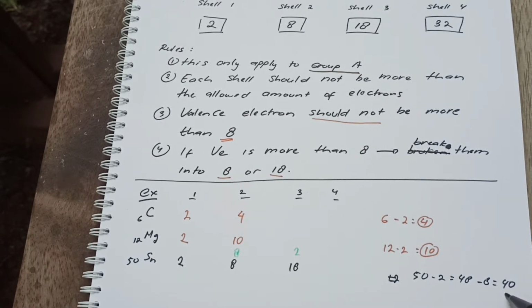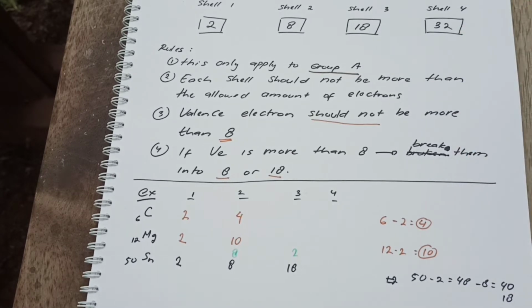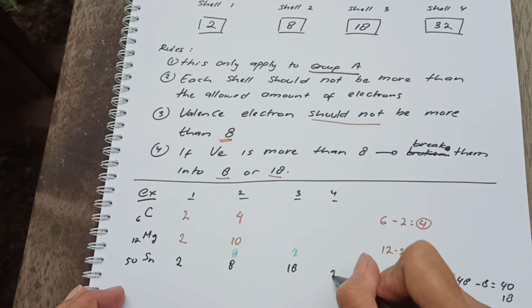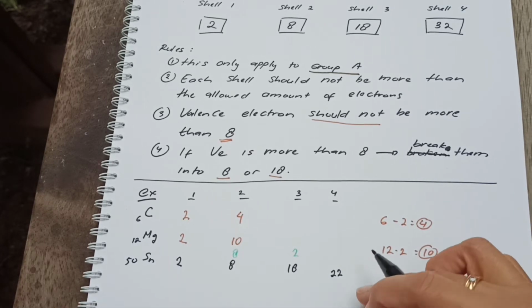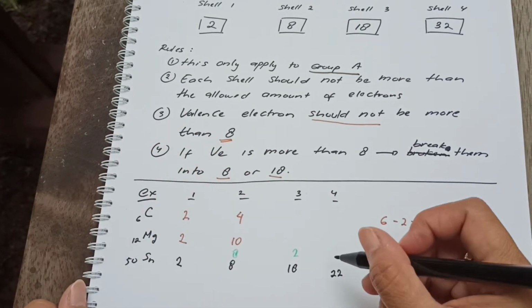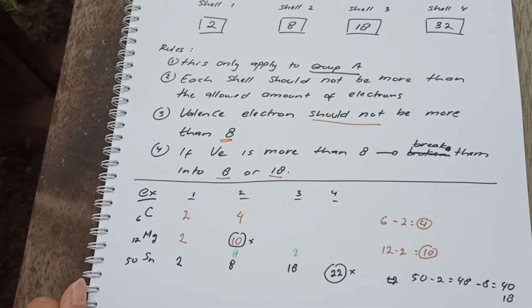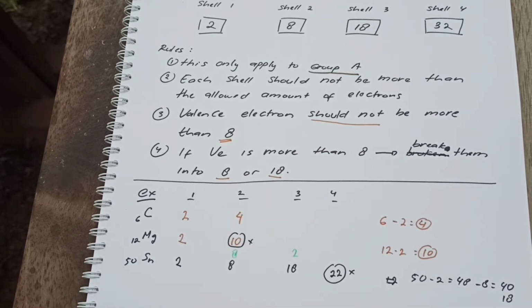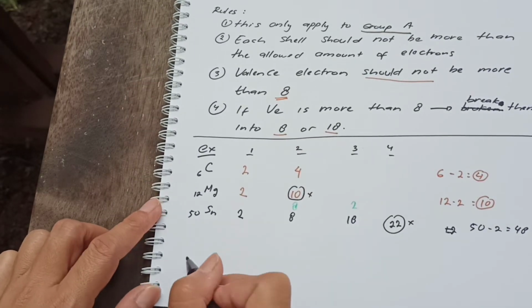40 minus 18, then you have another 22 electrons. 22 electrons is not yet 32, so let's just put 22 here. Is it allowed? Of course not, because valence electron should not be more than 8. So this one is not allowed, just like this 10 is not allowed. So what should you do? You create more shells. So I'm going to put it down here for 50Sn.